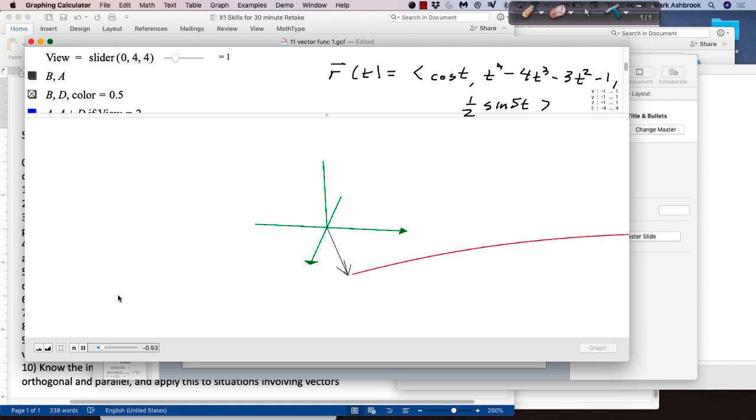Yes, you could come up with a vector function that would sign your name in cursive. Yes, you could do it.